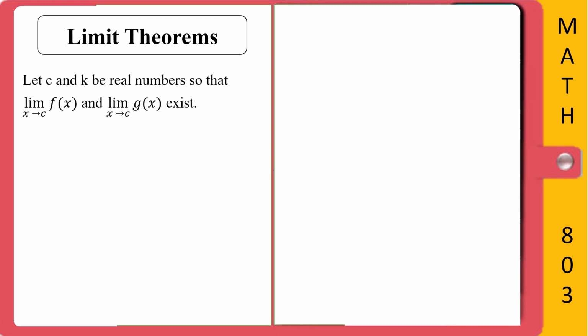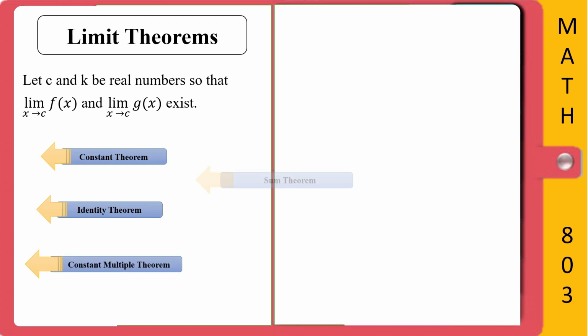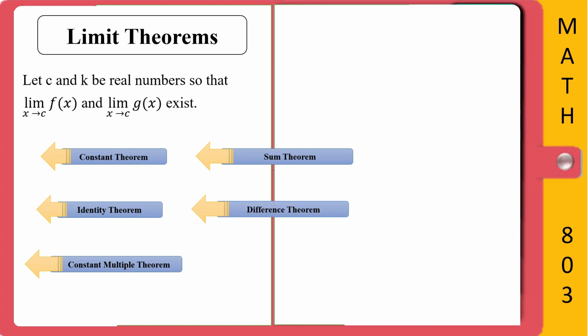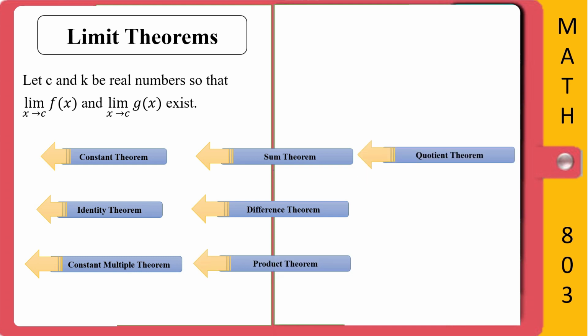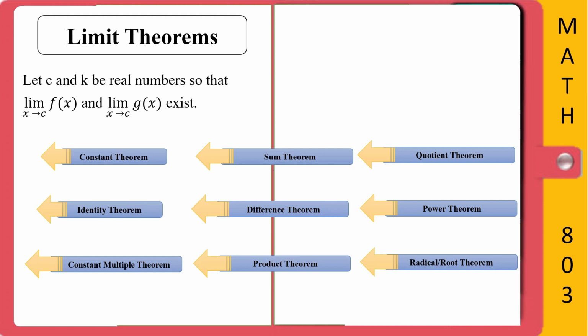Now, let's define the limit theorems. Let c and k be real numbers so that the limit of f of x as x approaches c and the limit of g of x as x approaches c exist. These are the 9 theorems: constant theorem, identity theorem, constant multiple theorem, sum or addition theorem, difference or subtraction theorem, product or multiplication theorem, quotient or division theorem, power theorem, and lastly, root or radical theorem. Let's talk about them one by one.